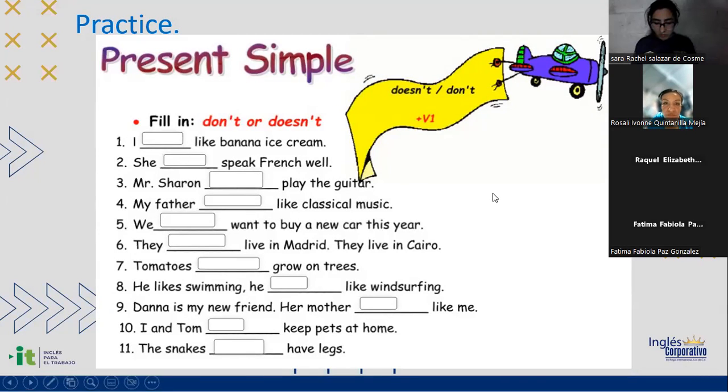Los que tienen computadora, podían llenarlo ahí en la computadora, por favor, porque voy a pedirle a uno de ustedes que me lo muestre. Solo son 11 oraciones, ¿sí? Yes. Ok.